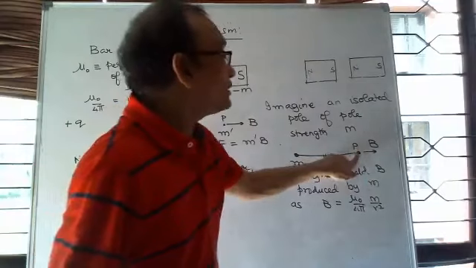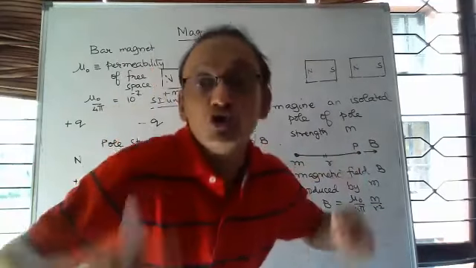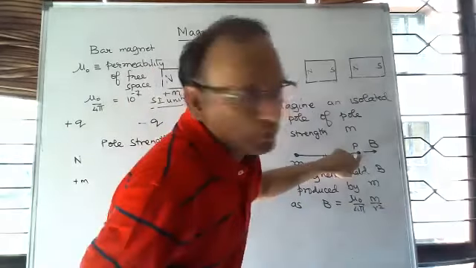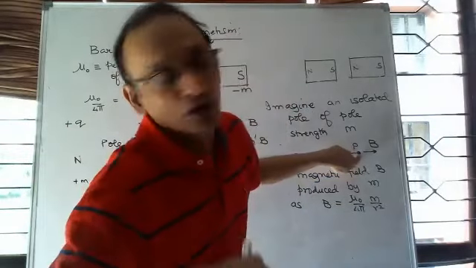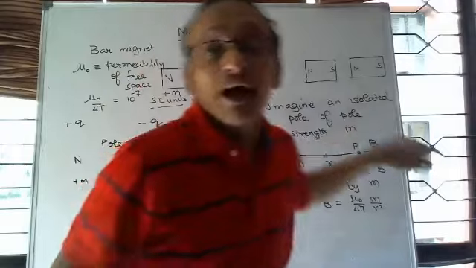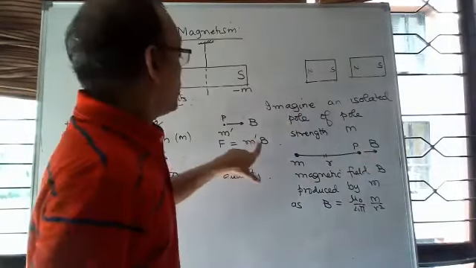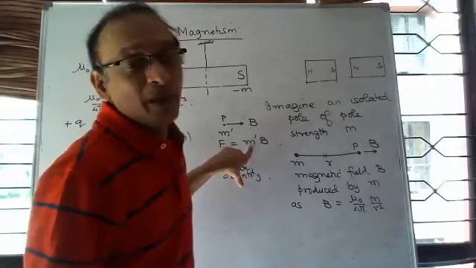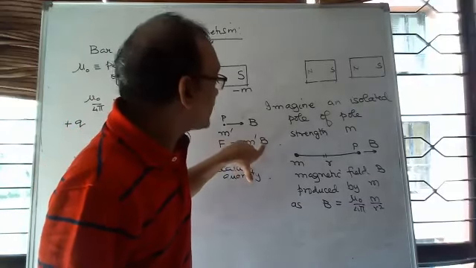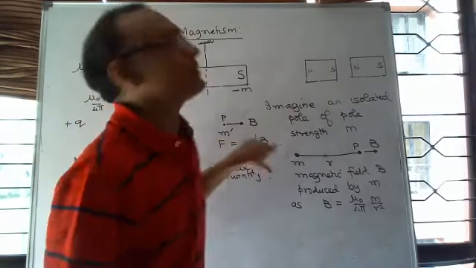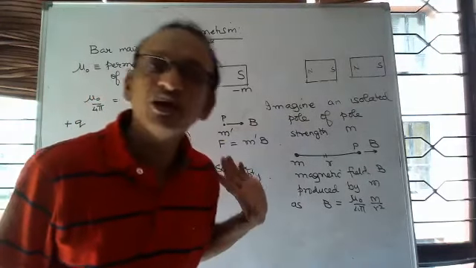So what is B? B at a point is produced obviously by some other pole, right? But if I place another pole here, it will experience a force. B is produced by this and is experienced by some other test pole, right? So, the force experienced by a pole M prime when placed at a point where the magnetic field is B is going to be M prime into B. Yes or no?